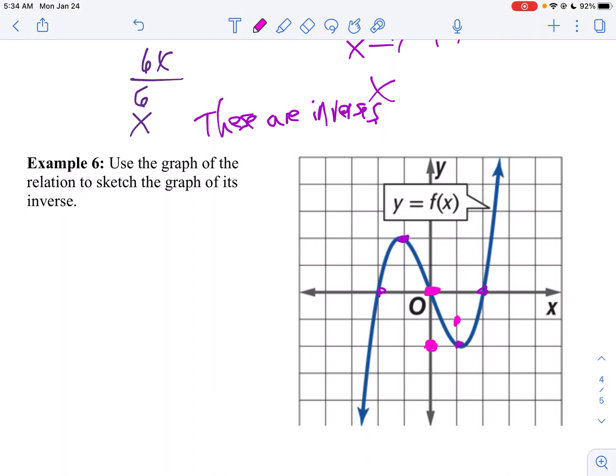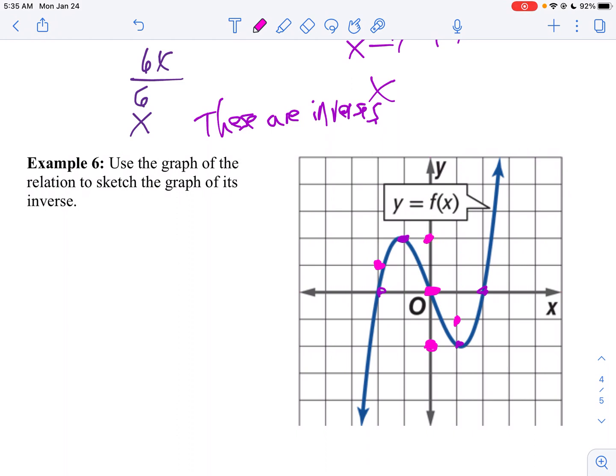Then I will plot the point. I've got 1 and negative 2, so I'll go negative 2 and 1. And then finally, I'll do my other x-intercept, which is going to be at 2, 0. So I'll do 0 and 2.